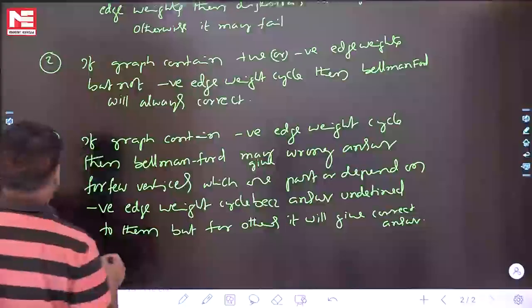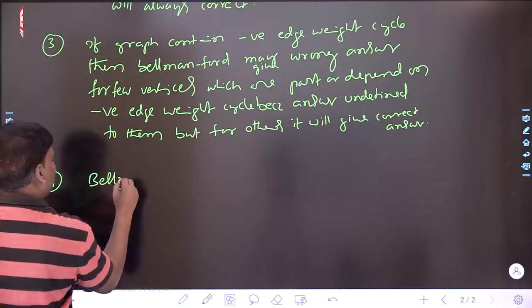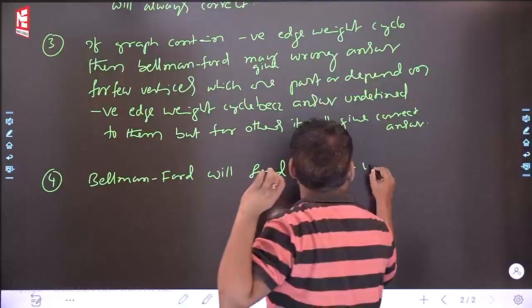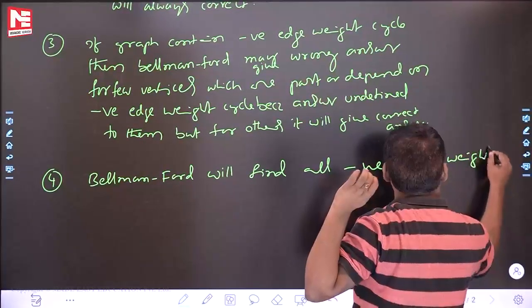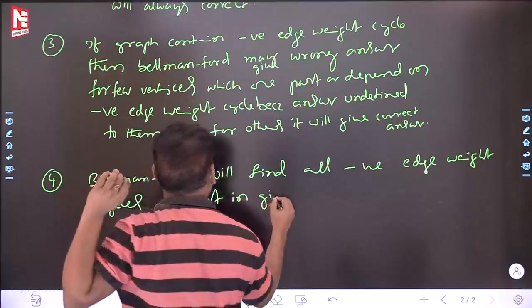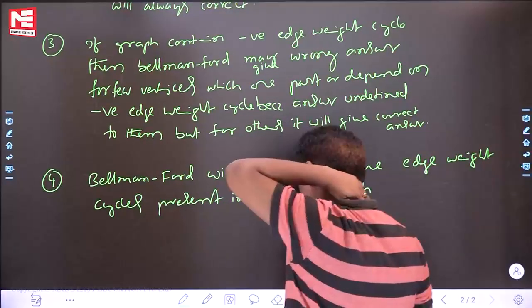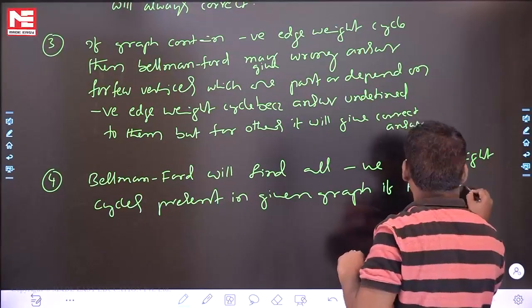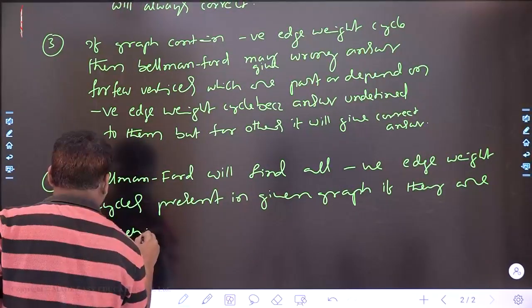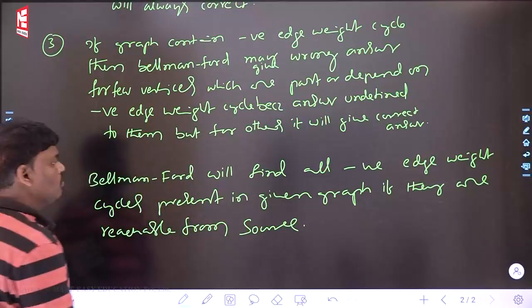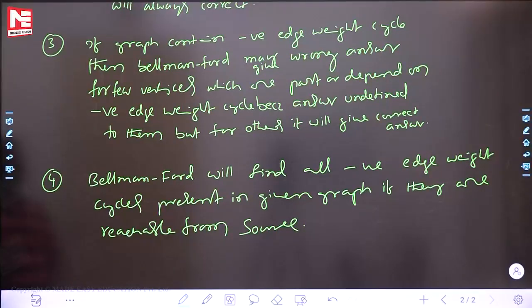Let me write that also. Fourth: Bellman-Ford will find all negative edge weight cycles present in the given graph if they are reachable from the source. Otherwise it is not possible. Please be careful.